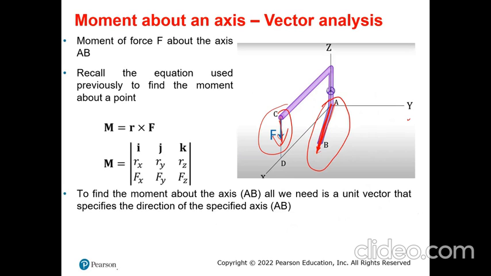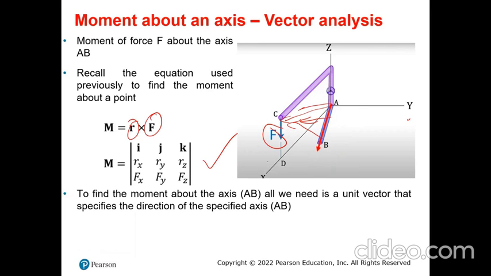So I want to find how this force is going to be rotating about this axis AB. How do I do that? Previously, we looked at how to find the moment about any point, right? I get the position vector from A to here, or anywhere along this axis, and then I multiply it by the force. I was able to find it in 3D space. But if I want to find it with respect to AB, what should I do?